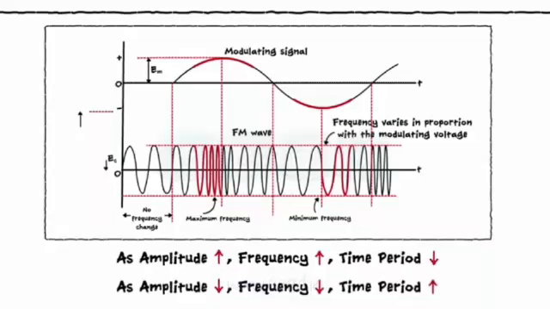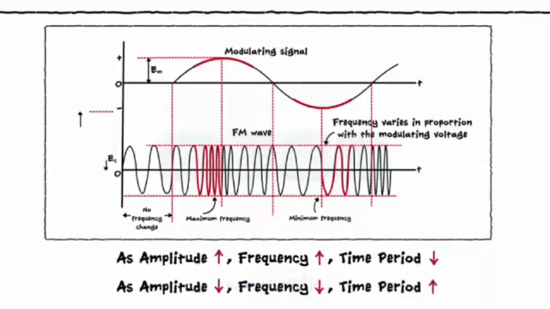Now in the figure you can see that Em is the maximum amplitude of the modulating signal. And the modulated wave is also shown here. You can see that where the amplitude is maximum in the modulating signal, the change in frequency, the deviation in frequency, is maximum. Means where the amplitude is high, the frequency will also increase, and where the amplitude is low, in the negative side of the wave, the frequency will decrease.